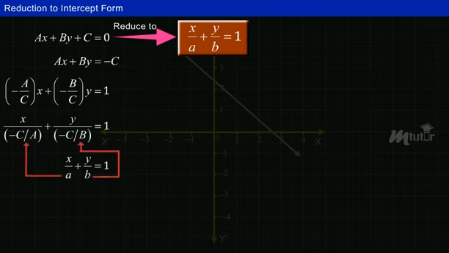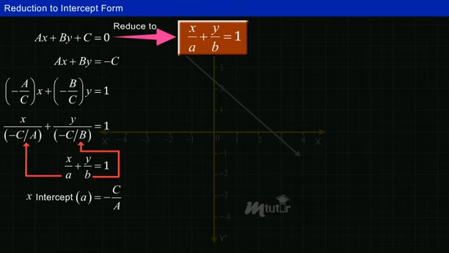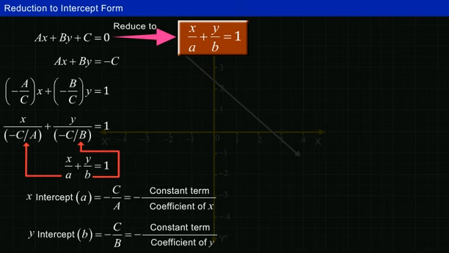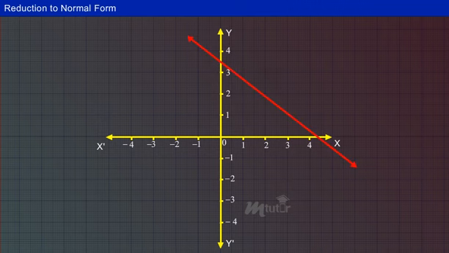Now, on comparing this equation with the intercept equation, we get the x-intercept a is equal to minus c by a, that is, minus of constant term by coefficient of x. And we get the y-intercept b is equal to minus c by b, that is, minus of constant term by coefficient of y. Now, let's discuss reduction to normal form.